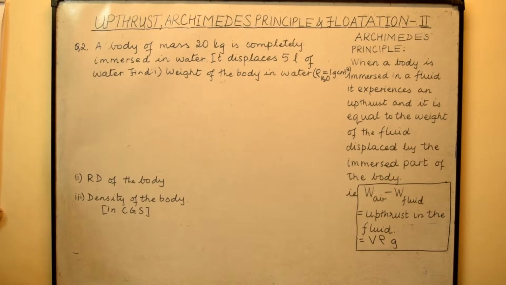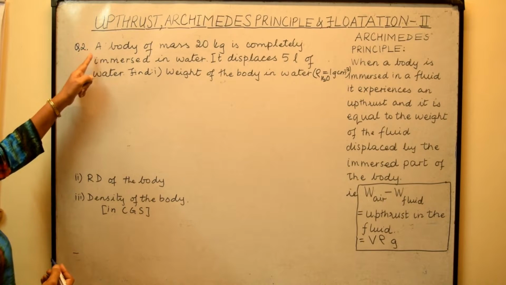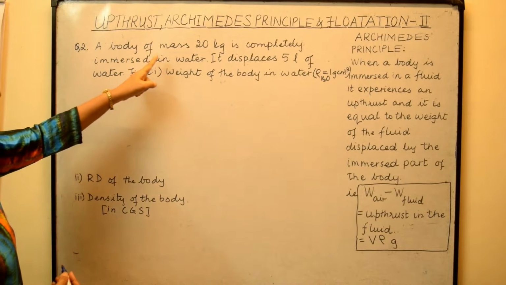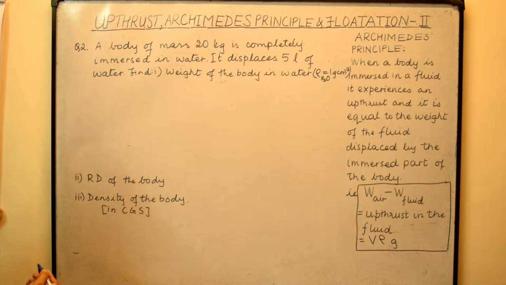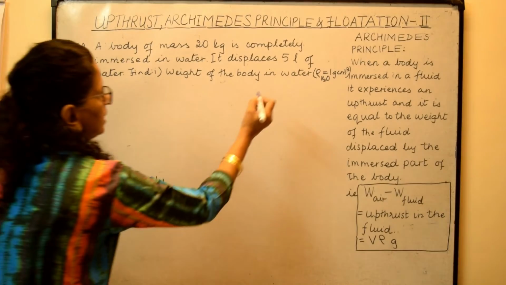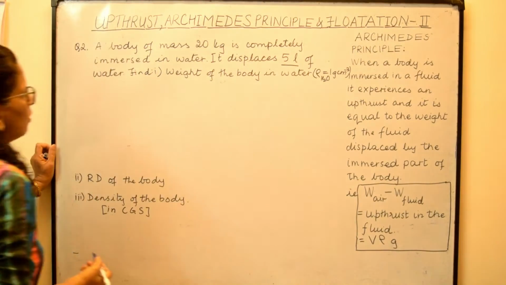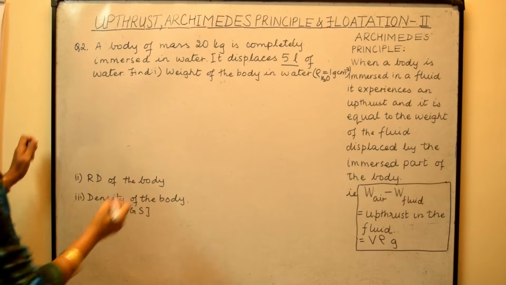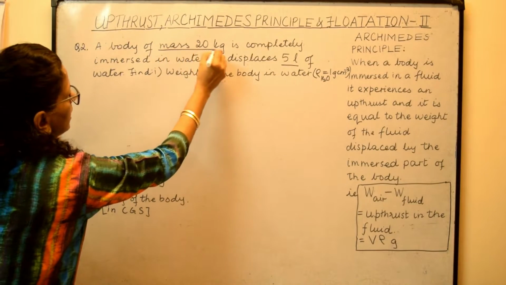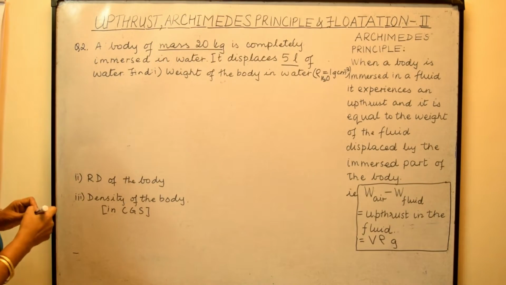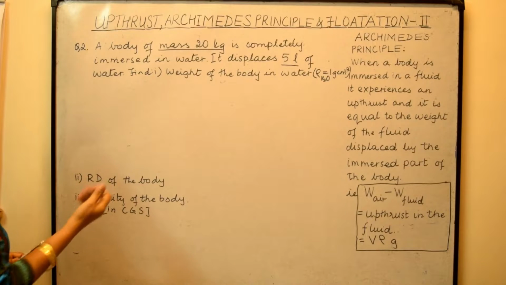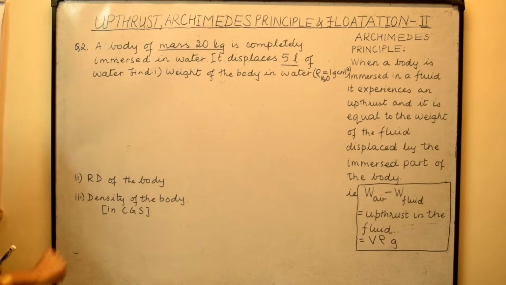So now we come to question 2. The numerical reads, a body of mass 20 kg is completely immersed in water, and when it is immersed in water, it is displacing 5 liters of water. So we know that mass is 20 kg given, and we have to find the weight of the body in water. That's the first part.